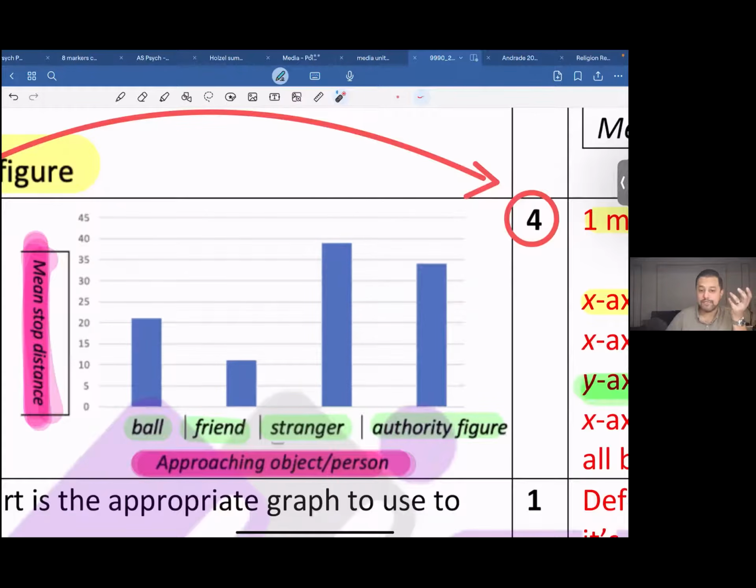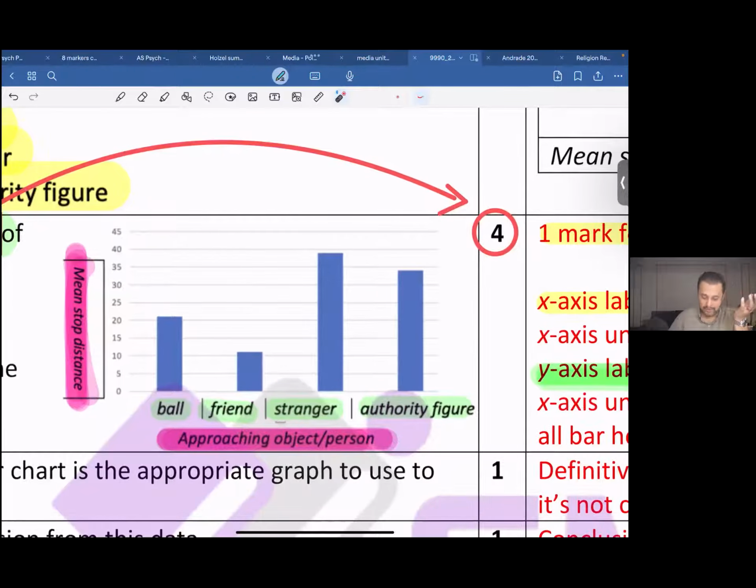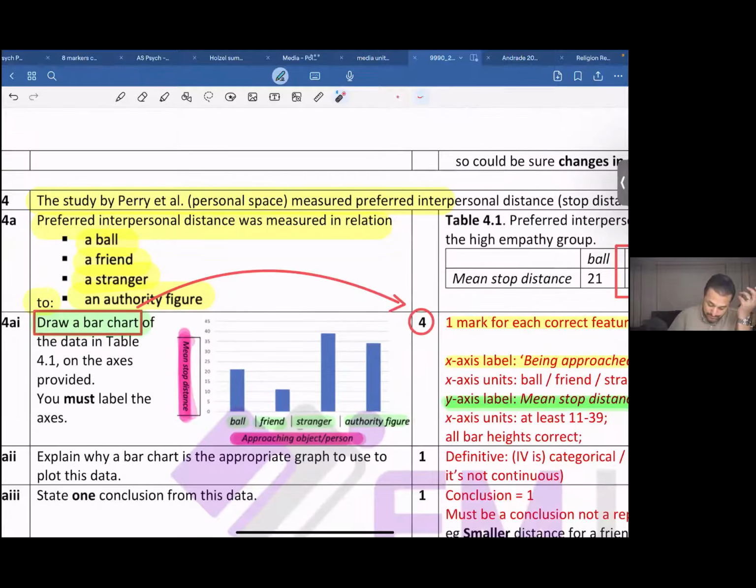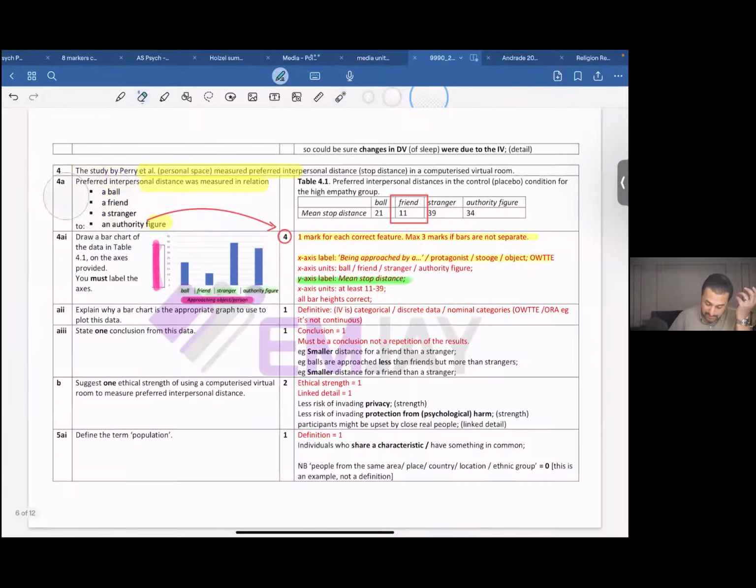So how do you simply get marks? You draw a bar chart, right? These 4 distinctively different bars over here for the ball, for the friend, for the stranger, for the authority figure. And if you still don't know what bar charts are, don't you see bars over here? It's as simple as it could be. You get the first mark, you get the second mark, you get the third mark, you get the fourth mark. So I hope we would not miss on any marks if we get a question on a bar graph.